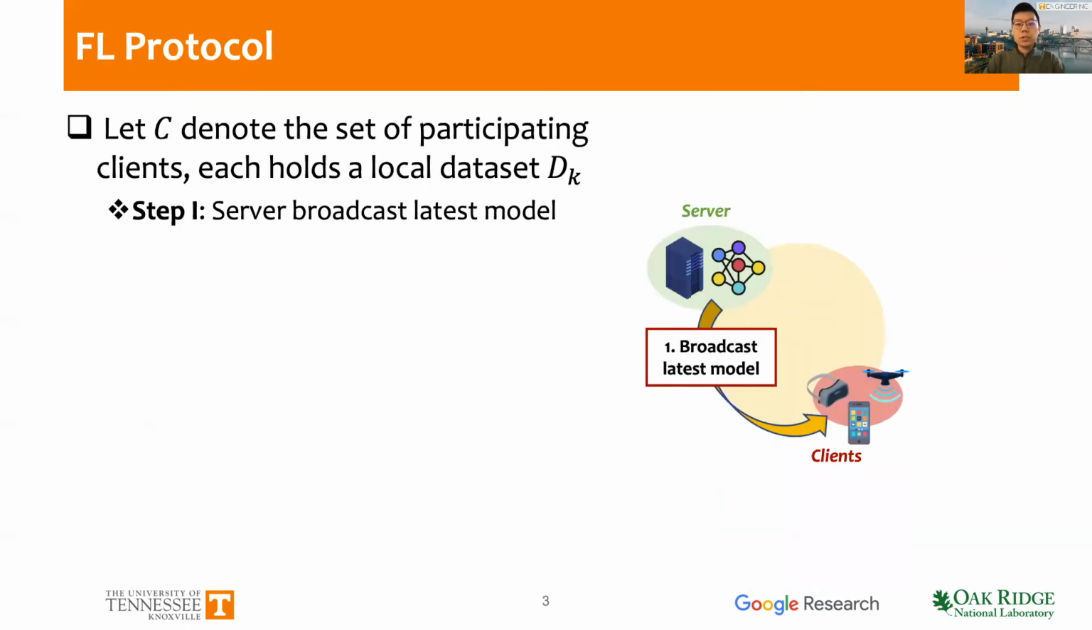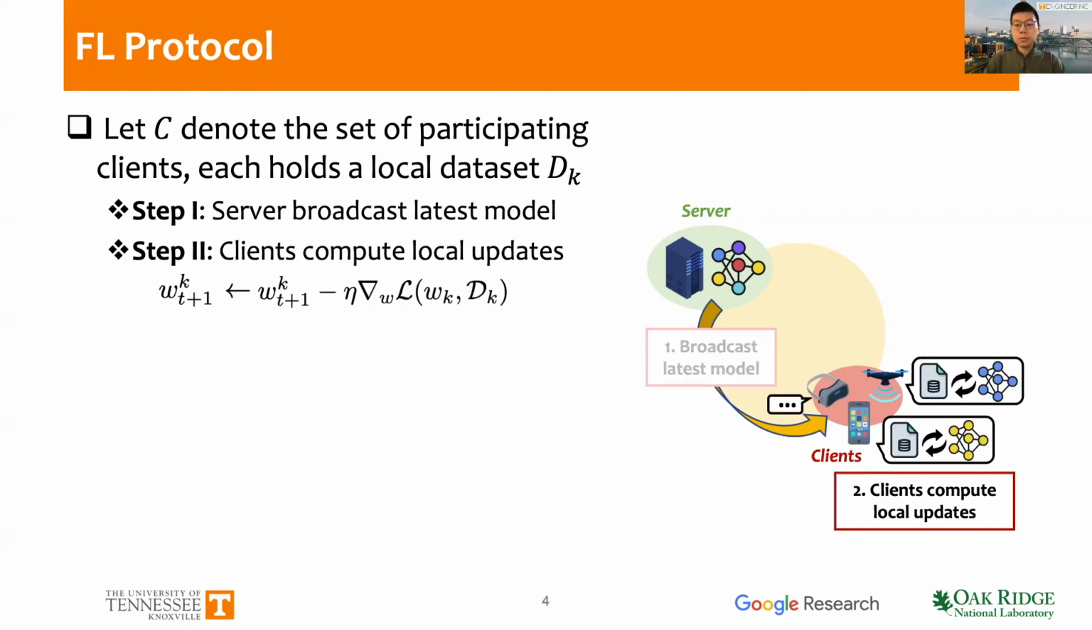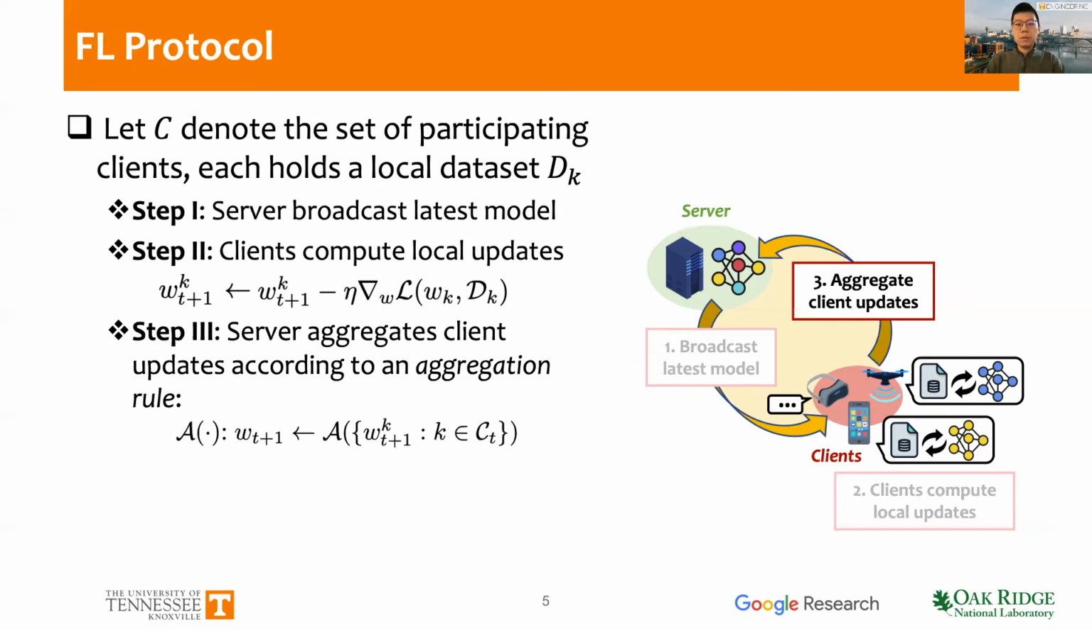At each communication round, the following three steps are performed to achieve the federated learning objective. First, the central server broadcasts the latest global model to all the clients or a subset of clients that are selected to participate in the round of training. Second, each client computes an update of the model on its local dataset by performing several iterations of gradient descent. Third, the server updates the global model by aggregating the local updates according to a certain aggregation rule.